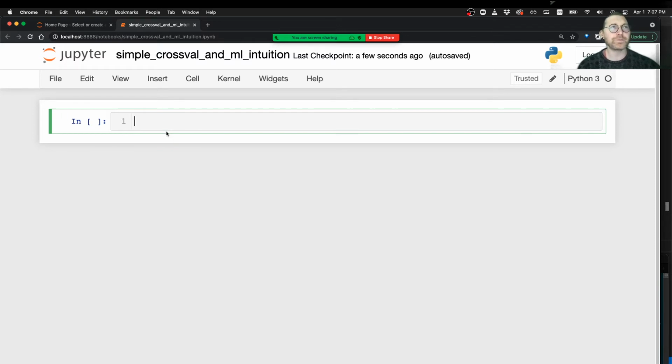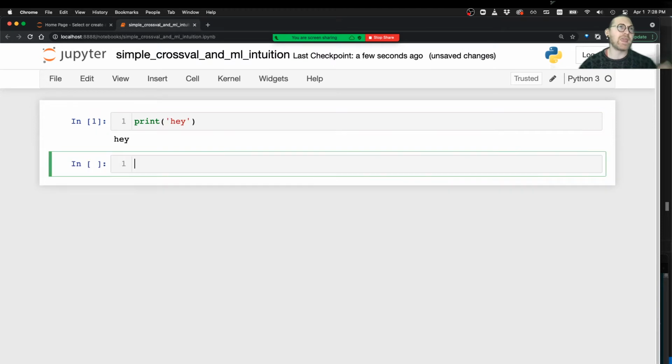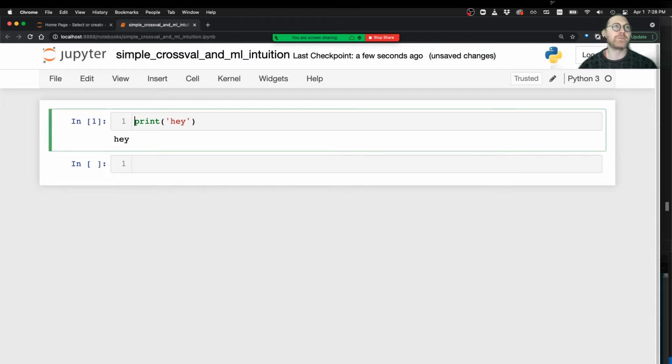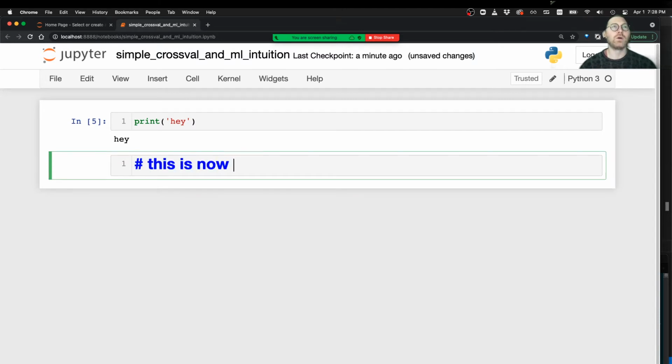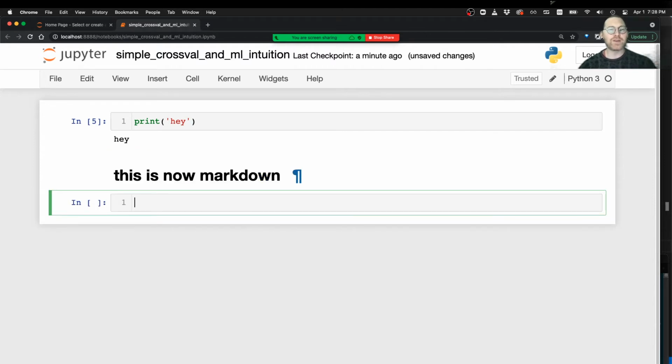These cells, we can modify these. And currently this is a code cell, right? We've seen this already. So if I print hey and I run this, I'm running it by holding Shift Enter, or Control Enter to run it in place. This is a code cell, but if I hit Escape and I hit M, I actually turn that into a Markdown cell, which is pretty cool. And just notice, this is now Markdown, and that renders as Markdown.